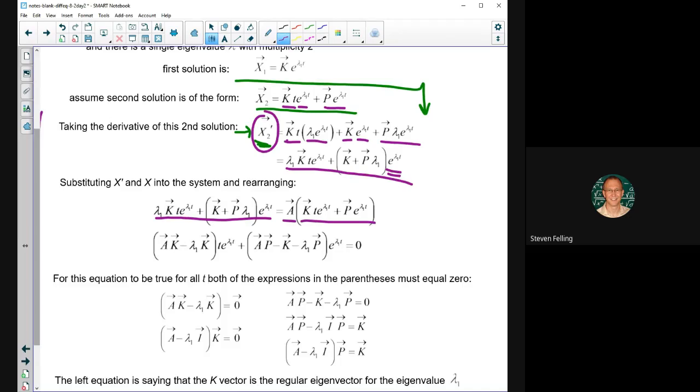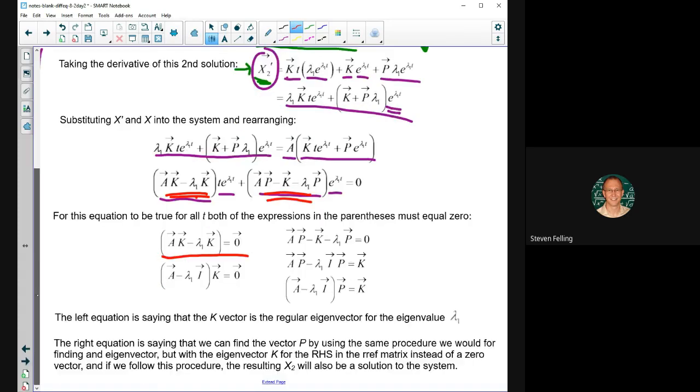Then if you carefully get all the terms on the left and factor things out, you can regroup so that you have this multiplier times t e to the lambda t, and this multiplier times just e to the lambda t, and that has to equal 0. Now, the only way that can be 0 for all t is if each of these two expressions is itself 0. So this one on the left is the expression that we use to find an eigenvalue, right? If Ak minus lambda k equals 0, then that will be true if lambda is an eigenvalue and k is the corresponding eigenvector.